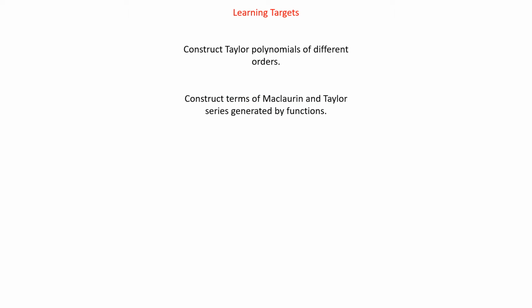So, our learning targets: we're going to construct Taylor polynomials of different orders. A Taylor polynomial is just part of the Taylor series. A Taylor series would be an infinite series. A Taylor polynomial is like the partial sum. And then construct terms of Maclaurin Taylor series generated by functions. A Maclaurin series is a special case of a Taylor series, where it's just a Taylor series centered at 0. So we'll be talking about those.